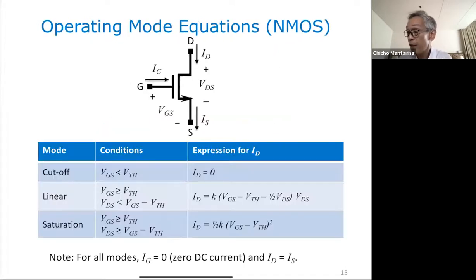Okay. So these are the equations for your NMOS. Okay, so cut off is this. Okay, I sub D is equal to 0. ID is equal to I sub S, no? Because I sub G is equal to 0. Your gate current is equal to 0. Why is that so?